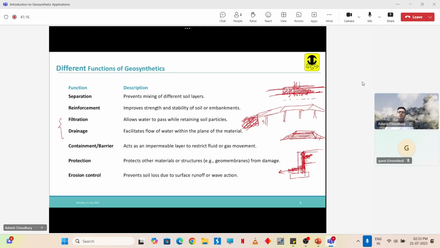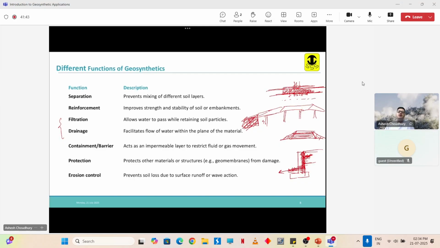Say you want to contain some material within an area, within a pond. What do you do? You line that pond with some geomembrane or geosynthetic clay liners. That is called the containment or barrier function. Then we have protection, which protects other materials or structures from damage. Say we put some geomembrane; to protect that geomembrane, over it we also put some layer of geotextile. So that is the protection.